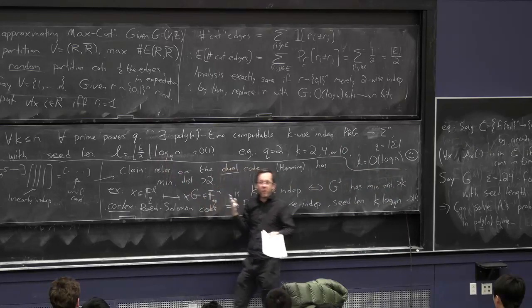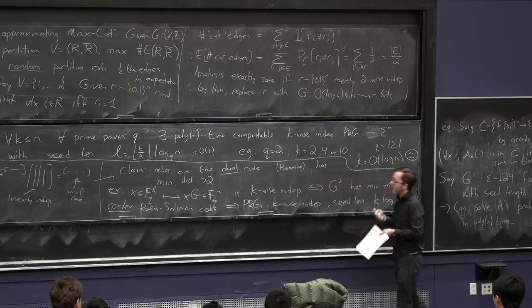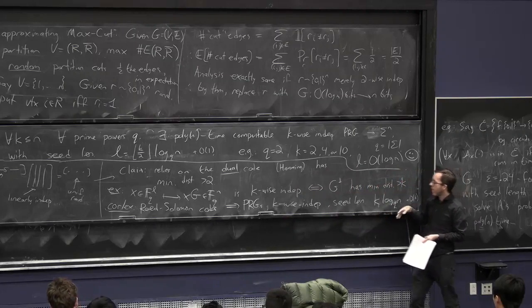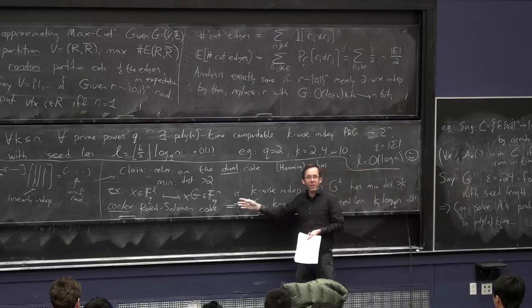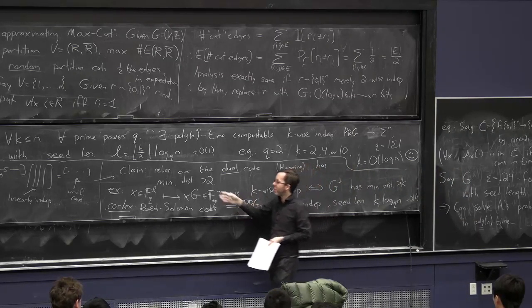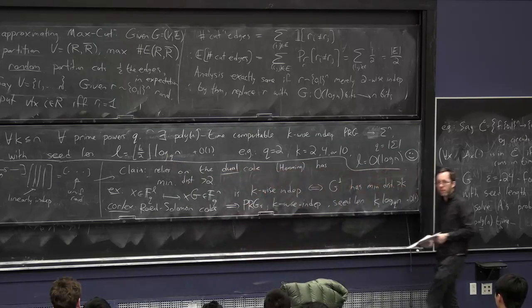But if you're really enthusiastic about getting the best possible parameters, then you can use the dual of the BCH codes, which are a little bit better, and that's what gives you k over 2. Okay, but this is good enough for almost all practical applications.